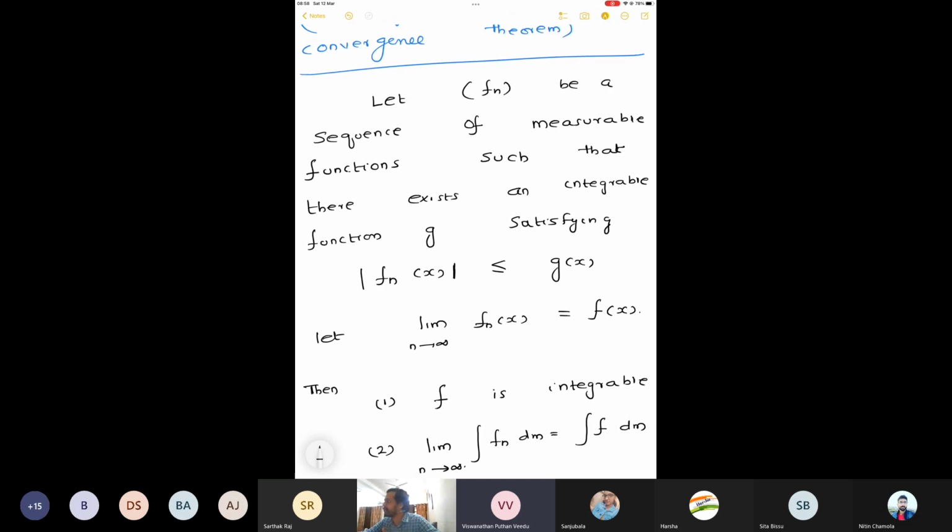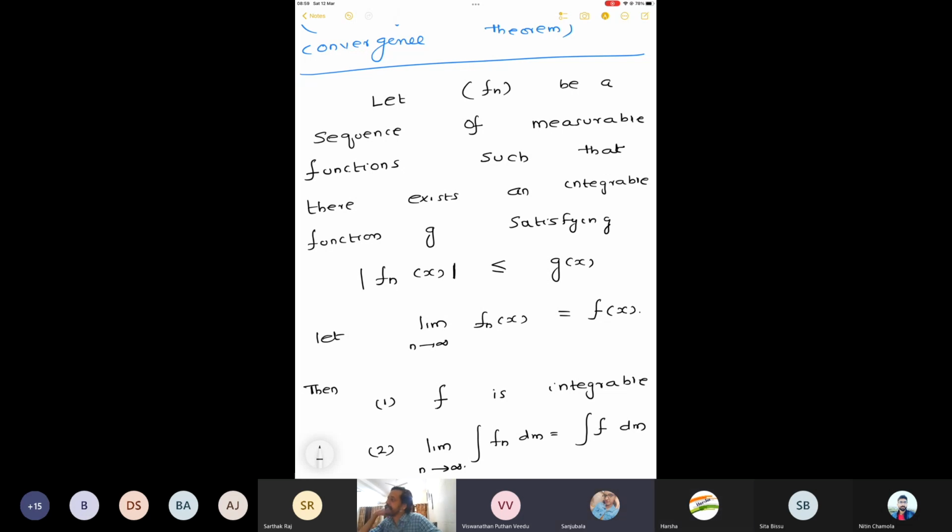A few things to be noted are: we don't want a non-negativity assumption. We don't want monotonic increasing or decreasing, etc. Explicitly, we are not writing that the Fn's are integrable, but modulus of Fn of x is less than or equal to g of x and g is integrable. And what is the meaning of some function being Lebesgue integrable? The integral is less than infinity. The integral of g is less than infinity. Does it automatically imply the integral of mod Fn is less than infinity?